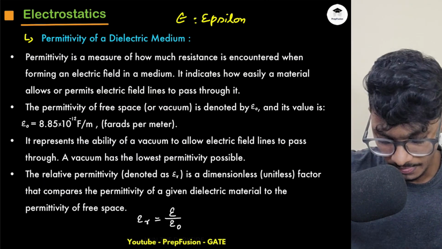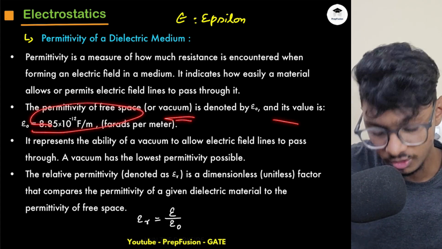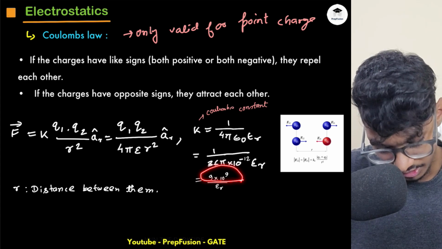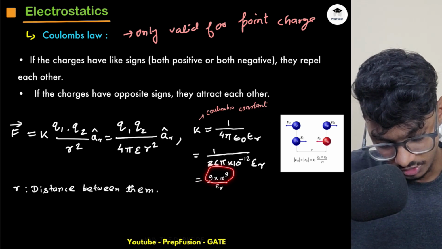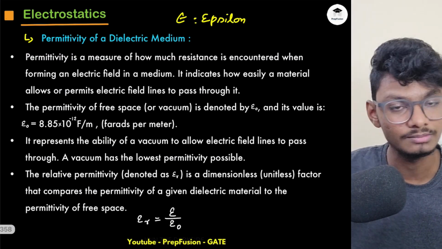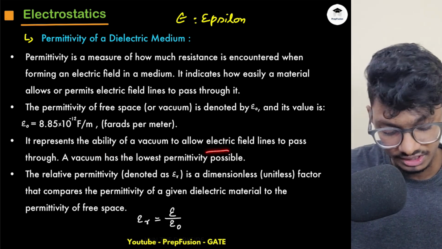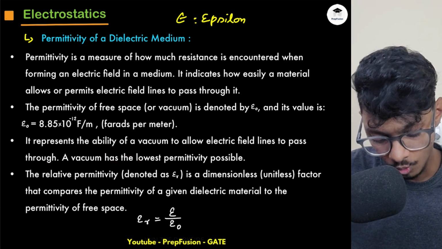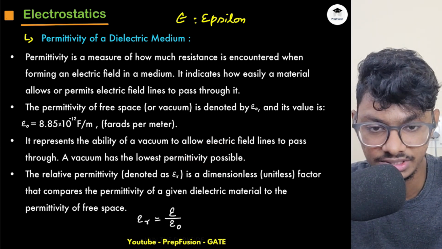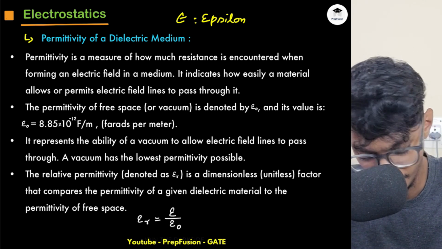This is just a constant number, and the permittivity of free space or vacuum is 8.85 into 10 raised to the power minus 12 farad per meter. This you should remember. This also you should remember: K equals 9 into 10 raised to the power 9 divided by epsilon r. These two are the most common things we will use. They will not give you this. It represents the ability of a vacuum to allow electric field lines to pass through. A vacuum has the lowest permittivity possible, so it is best. Lowest permittivity means it doesn't resist. Vacuum resists electric field lines very little, just like air. Vacuum or air is the same.